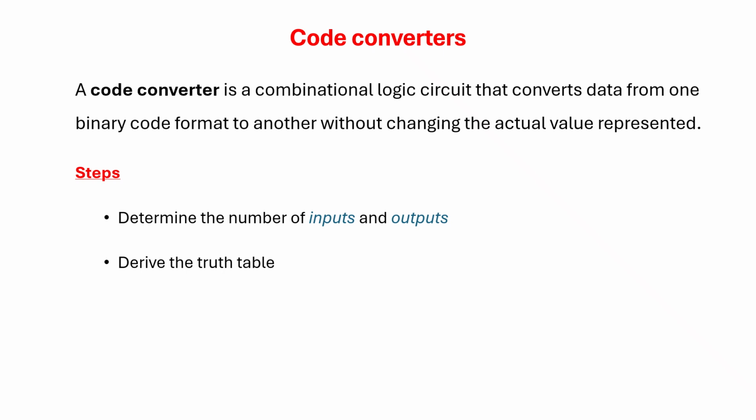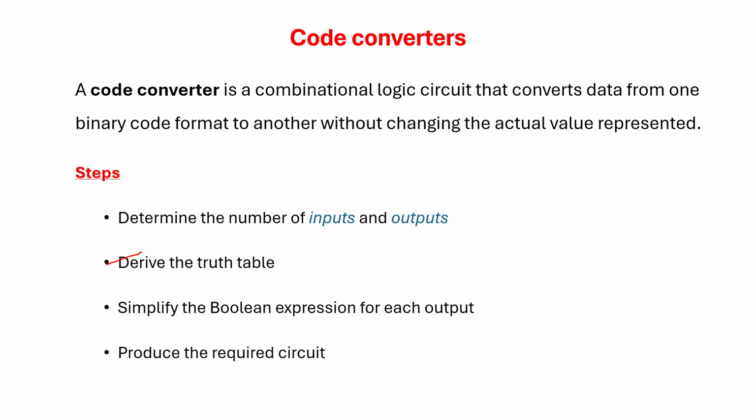Based on those inputs and outputs, we have to derive the truth table for the particular example. Then after making the truth table, we have to find the simplified Boolean expression for the particular code. After that, we have to implement the logic diagram. So these are the four steps to be followed for designing any code converter.